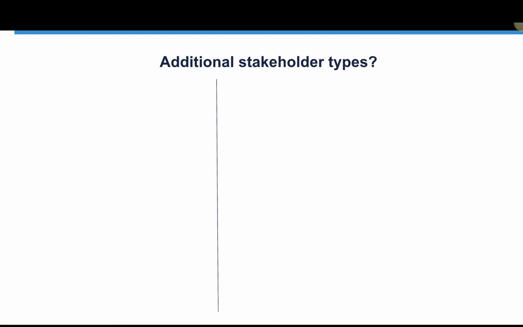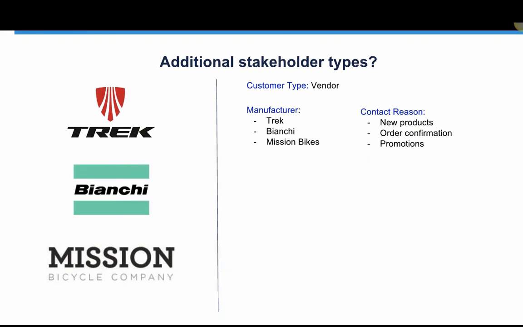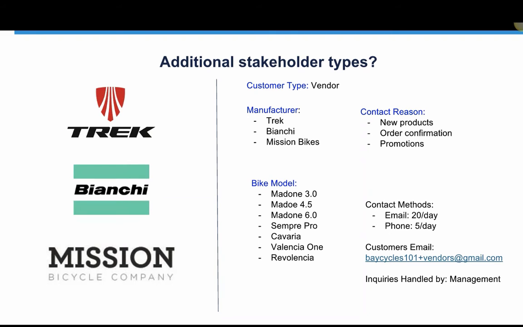The second set of customers that we have are the vendors. And when vendors contact us, they are usually contacting us about new products, order confirmations, and promotions. These are the bike models that they supply our shop. In terms of contact, they usually email us, but we also get some phone calls.